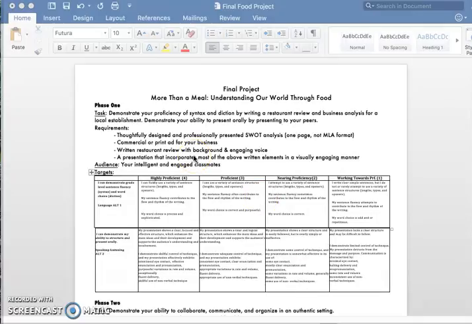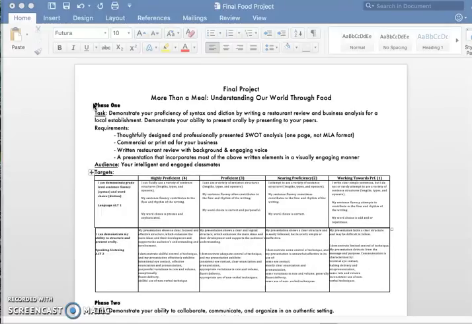So here we go, final project. This is the final project for our food unit, and I wanted to go over it with you really quickly. So phase one of this project, you already know it's coming. You're going to demonstrate your proficiency to write with proper syntax and diction by writing a restaurant review and business analysis for a local establishment. You will also demonstrate your ability to present orally by presenting to your peers. And we're going to do this in a science fair style presentation.